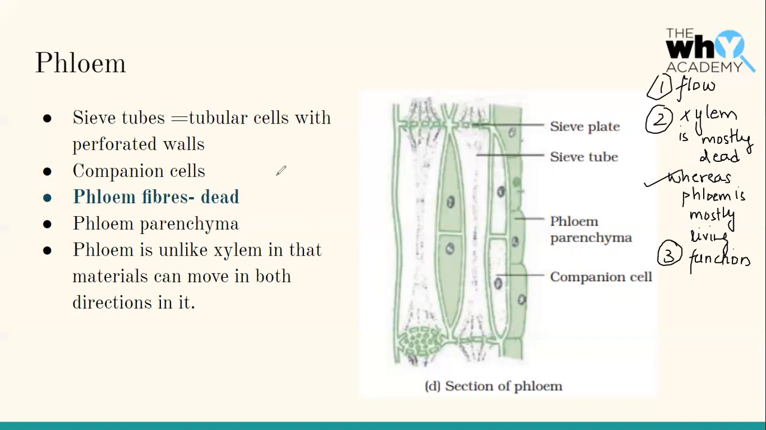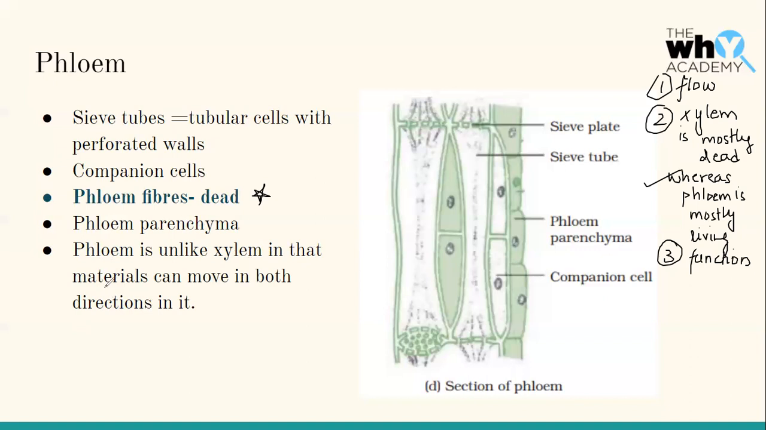Okay. So this point is important. This is usually asked as a fill in the blank: dash is the only dead component of phloem. So your answer would be phloem fibers, right? Then again, I've just listed the components here: tubular cells with perforated walls, as given in the table. The same information is there in the table, right?